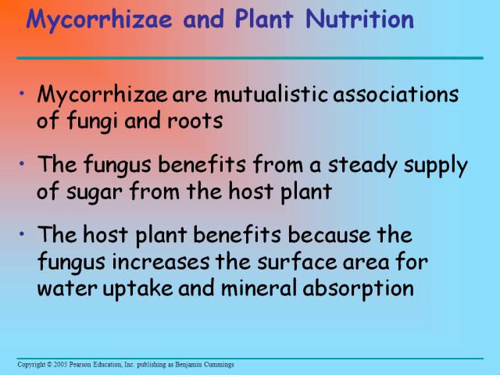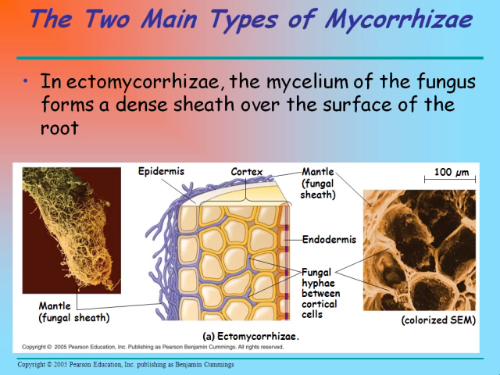So mycorrhizae, or mutualistic associations of fungi, mycorrhizae, and roots. So the fungus, the mycorrhizae, benefits from a steady supply of sugar from the host plant, just like the Rhizobium does. The host plant benefits because the fungus increases the surface area for water uptake and mineral absorption. Okay? And we've talked about this in previous chapters when we talked about roots. So there are two types of mycorrhizae, ectomycorrhizae and endomycorrhizae.